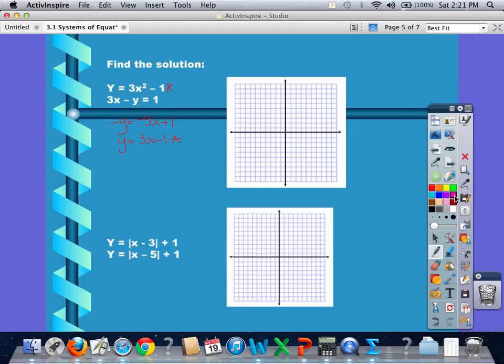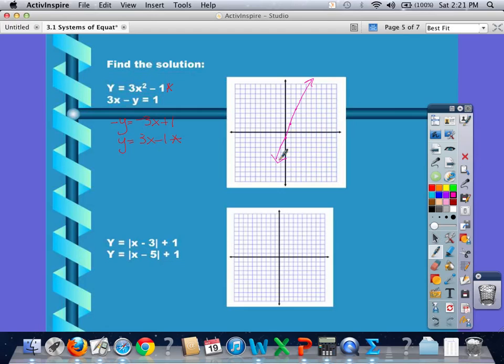All right, so let's do the first one, this one right here, 3x minus 1. So it's going to be a shift down and a stretch of 3. 1, 2, 3 over 1. 1, 2, 3 over 1. And graph that line. Then you're going to do this one.